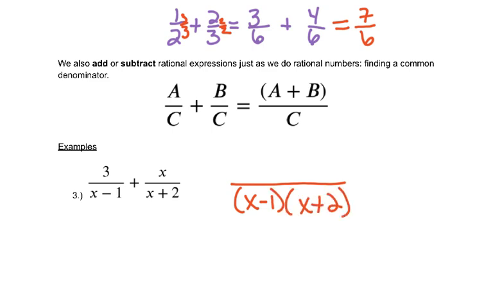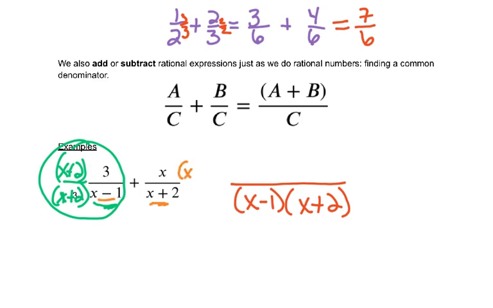Now you have to ask yourself, what do I need to multiply each expression by to get that as my common denominator? Well, the first one, right, we have the x minus 1 already here. So we're going to need to multiply this by an x plus 2, but again, it should be a form of 1. So I'm going to multiply the left by x plus 2 over x plus 2, and that's for this expression right here. And then the right side, I've got the x plus 2, but to get it to be x minus 1 times x plus 2, I have to multiply this by x minus 1 over x minus 1.